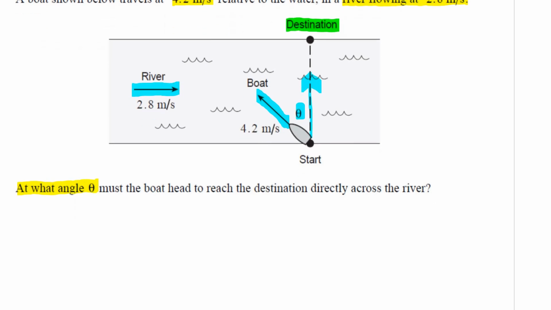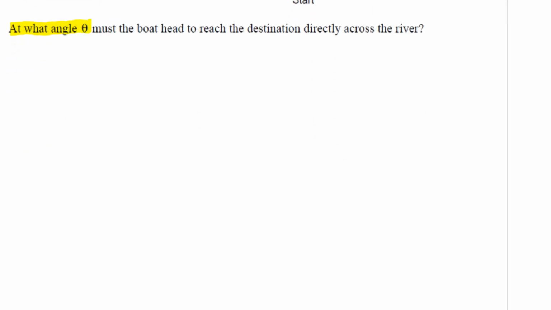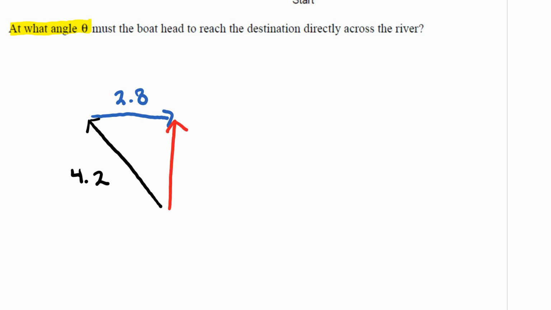Basically, based on these vectors that are given to us, we want to create a triangle here. In this case, it looks like a right angle triangle, and let's see if we can set up a trig ratio to find that angle. Let's redraw the diagram using our vectors. Here is the vector for the boat, with a speed of 4.2 meters per second. Then the river is going in the right direction like that, with a speed of 2.8 meters per second. Then we can connect the triangle using this resultant vector like that. Our goal is to find this particular angle right there.